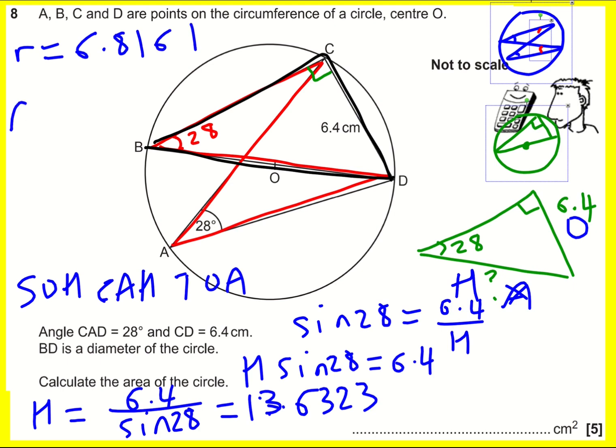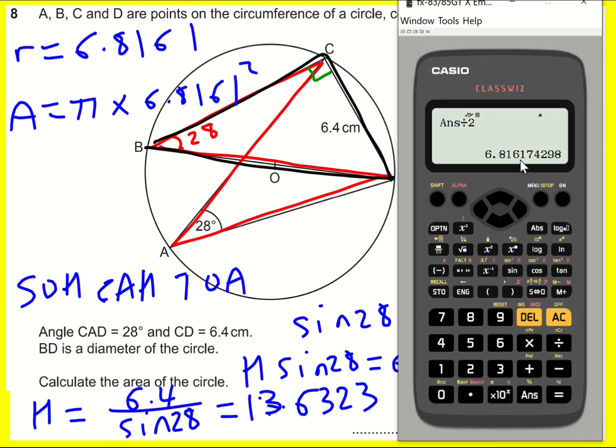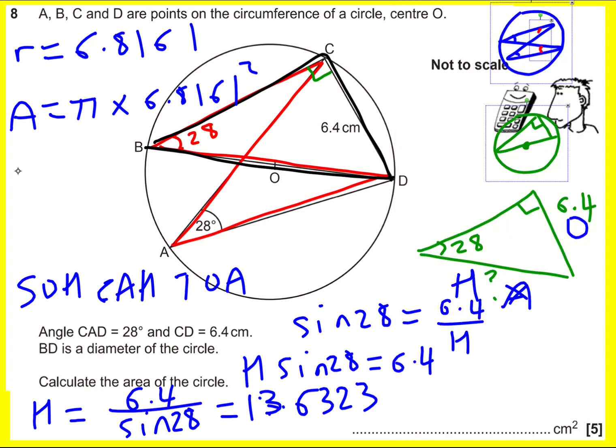And finally, the area is equal to pi r squared, so it's pi times 6.8161 squared. Okay, I'm going to come to my calculator again. Notice I'm actually going to use the exact answer in my calculator. I can just write squared, and it will then square my previous answer, times that by pi, and I've got 145.95. I'm going to round this. I mean, this would be enough for the marks, but I'm going to round it to 3 significant figures. 146 centimeters squared. Nice.